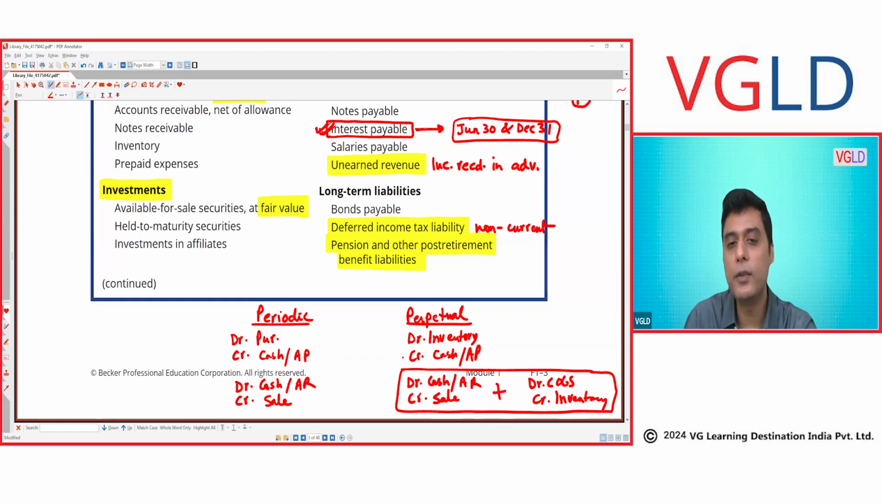So that is the difference between periodic and perpetual, and we will cover it in the inventory module when we reach there. And hopefully your question will get answered over there. Like I said, today is just an introductory class.